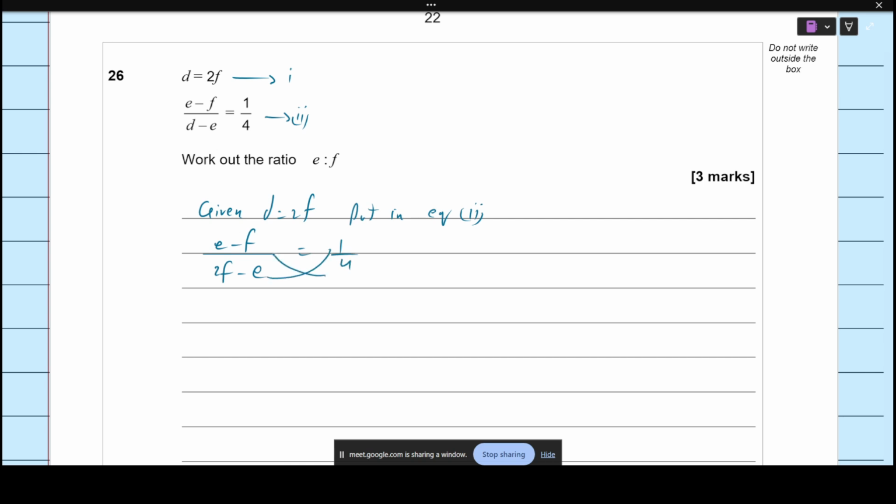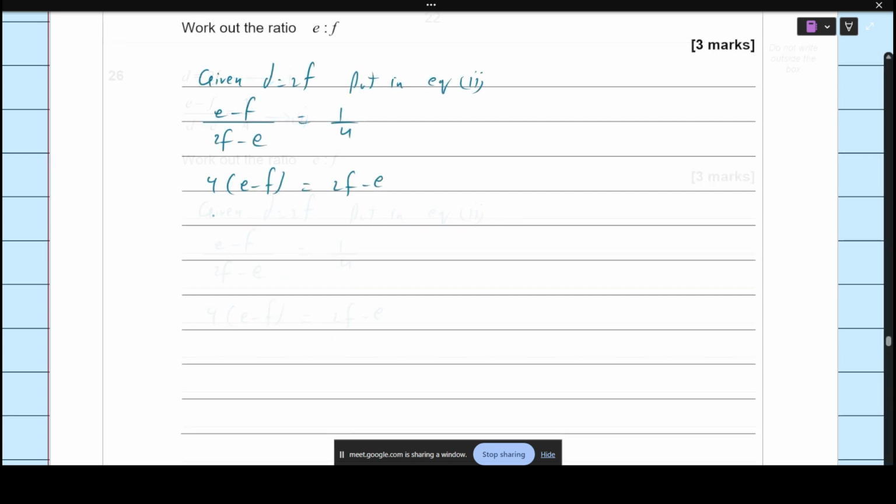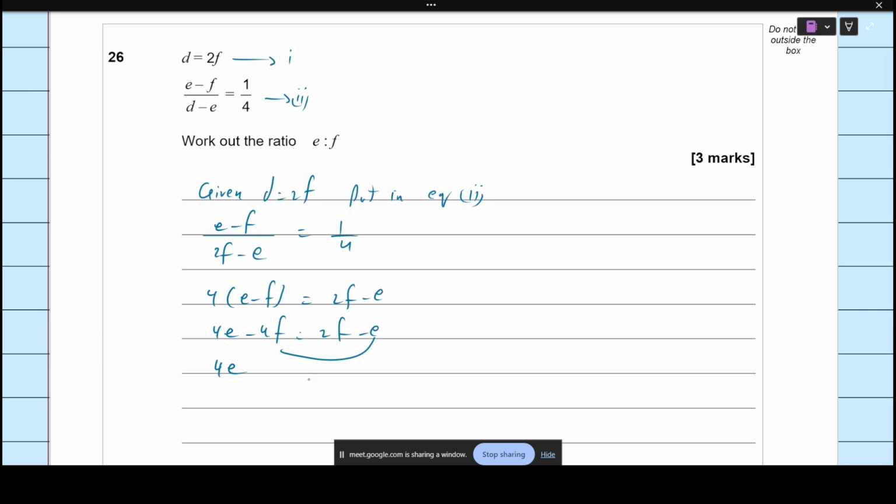I just need to cross multiply. 4 times (e minus f) is equal to 2f minus e. We just need to expand the brackets. So that's going to be 4e minus 4f, and here we have 2f minus e. I'm just going to take this negative e to the left side. That will become positive e. And here we have 2f, and that negative 4f will go to the right side. It will become positive 4f.